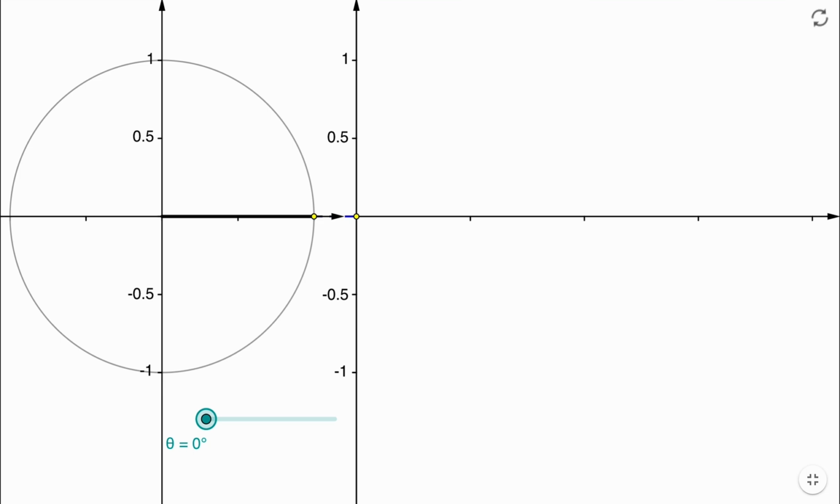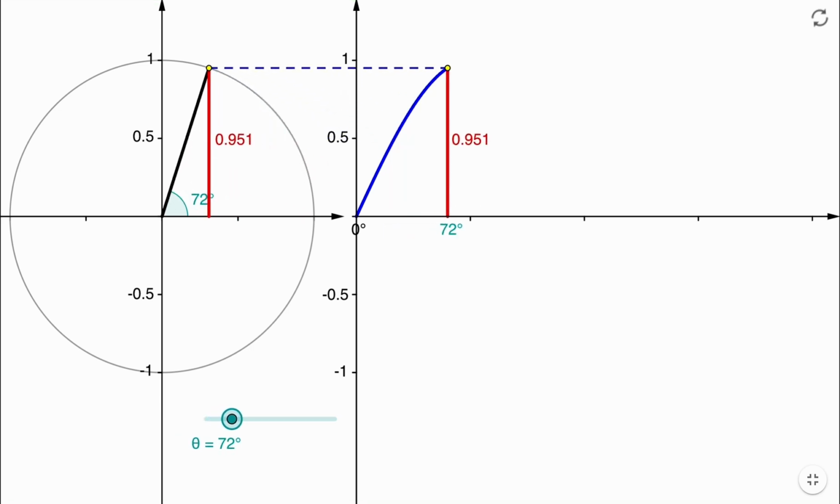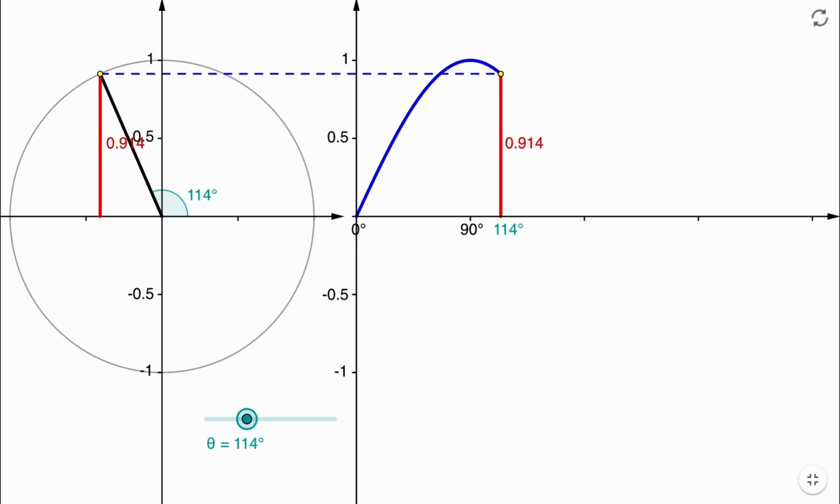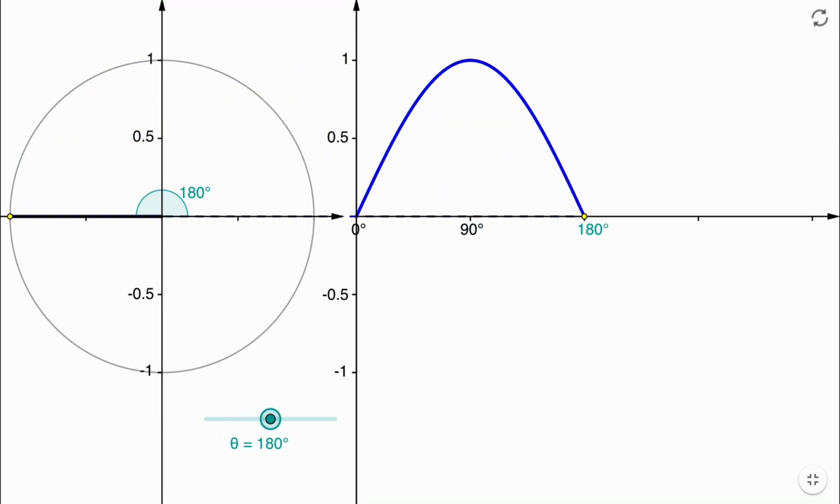Obviously down here there's no height of the triangle, so there's no sine. The sine is 0. As we move through, it starts to get higher and higher until we hit 90 degrees, when it's at its maximum. So that's at 1 there. As we keep on going, it's going to start coming back down to 0, and it does that at 180 degrees.